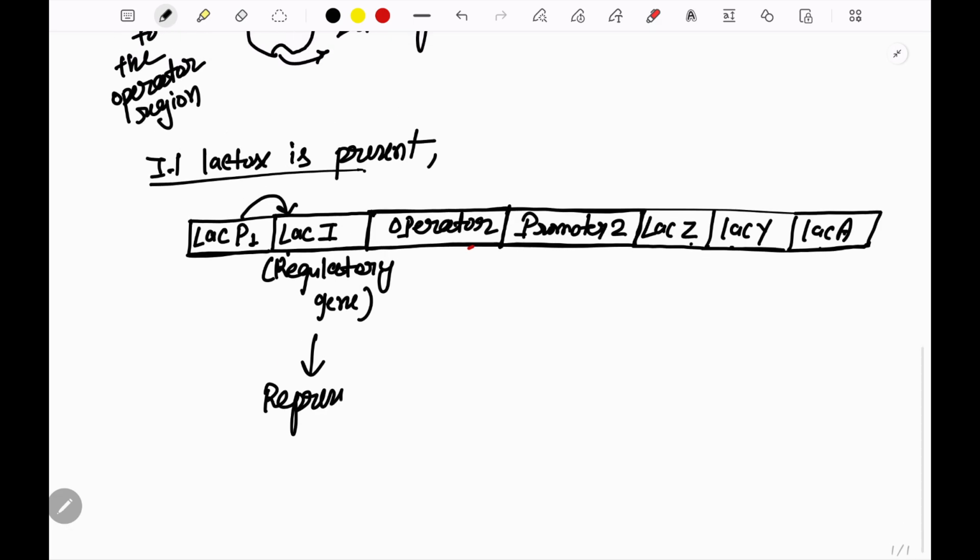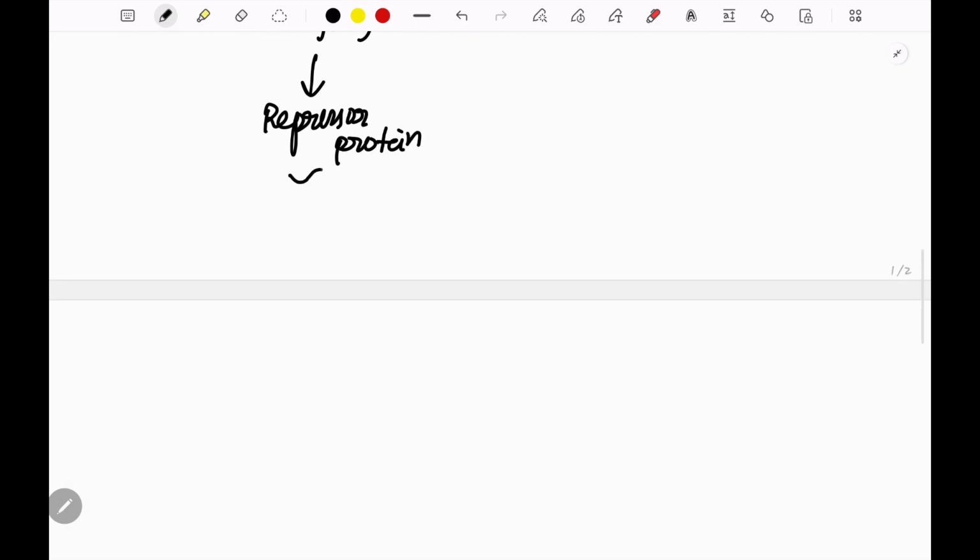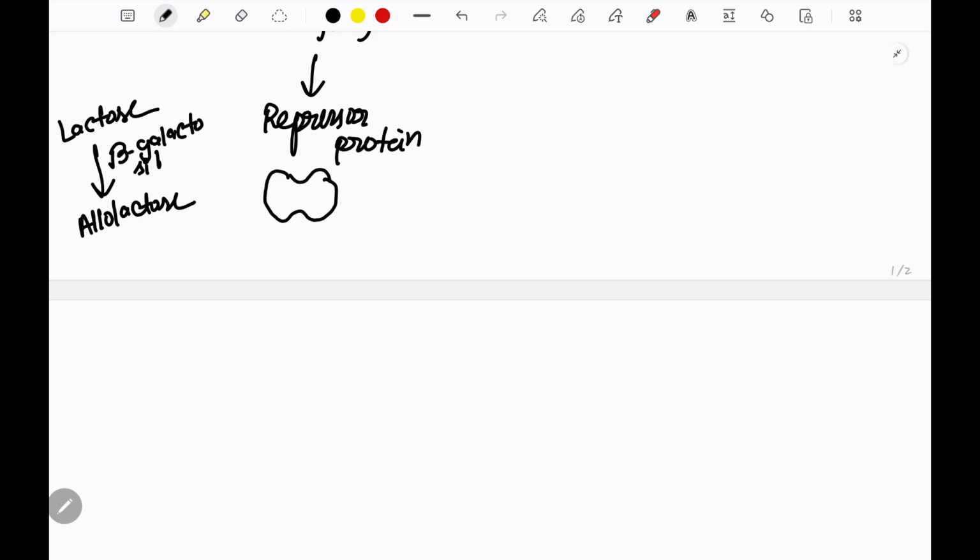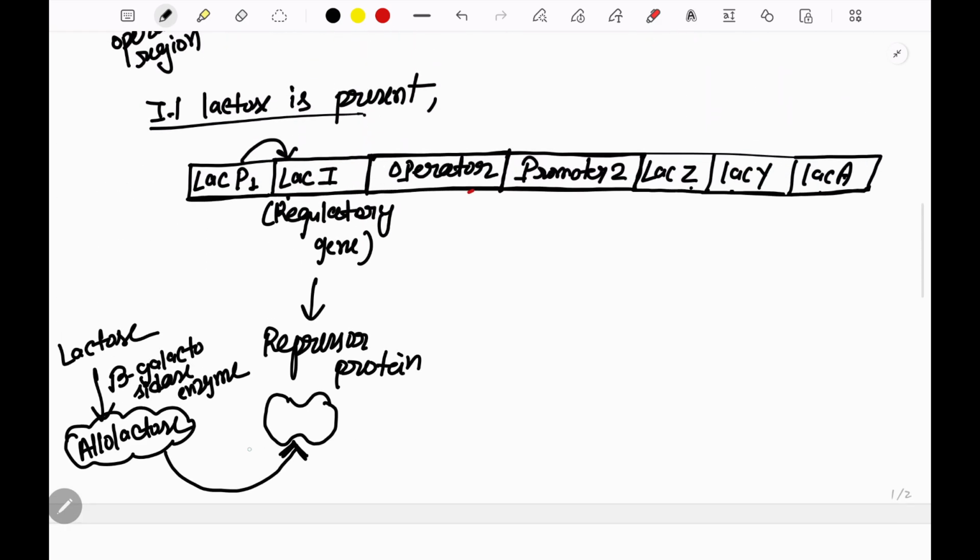Okay, in the same way, it has two binding sites, but the lactose here converts into allolactose with the help of beta galactosidase enzyme. So now this allolactose attaches to the second binding site of the repressor protein, and when allolactose is attached, this becomes an inactive repressor.